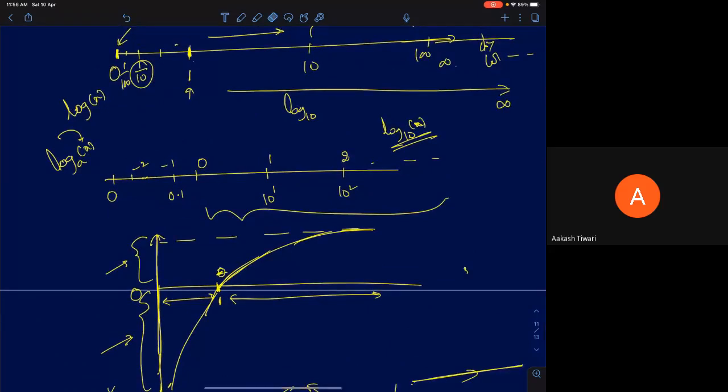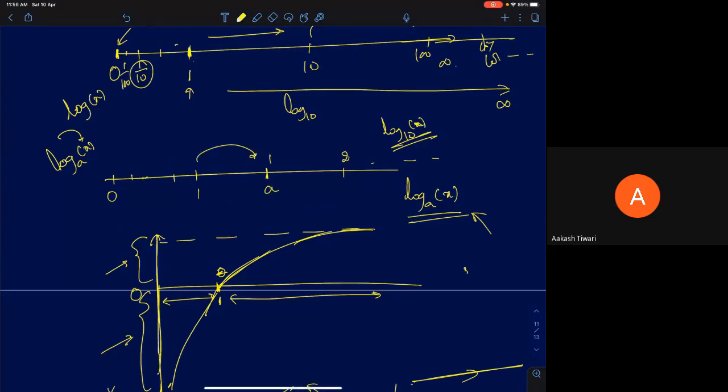I can assume the same way I was taking 1 by 10 and all that to explain it. If I take log to any base, let's assume log to the base a of x as my logarithmic function, I can always find a point. Let's say I have a point a which is greater than 1. I can find a corresponding point 1 by a which is between 0 and 1. Same way, if I have a squared, I can find 1 by a squared between 0 and 1. So there will be a 1-to-1 mapping between 0 to 1 and 1 to infinity.